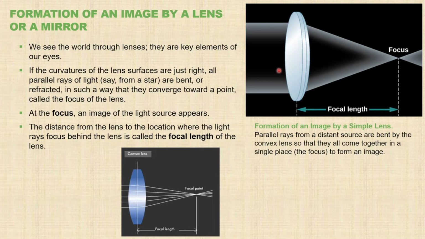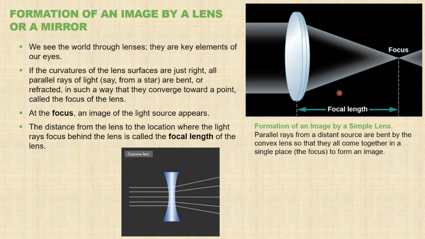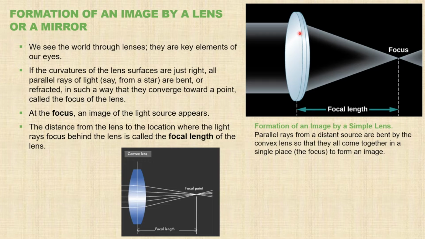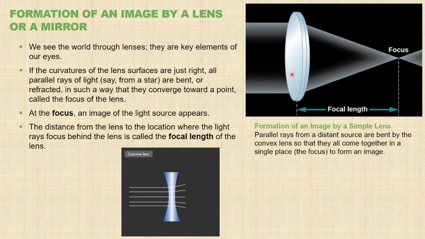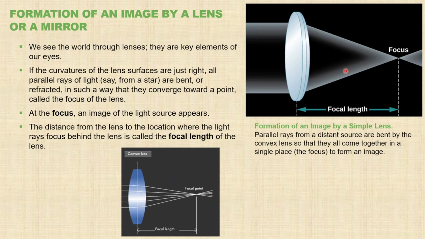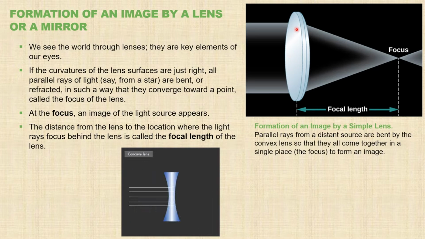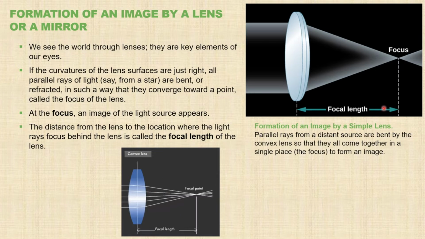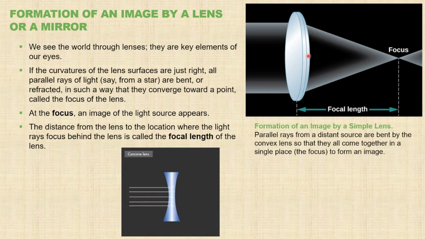The focus is where the parallel light rays are converged. And this depends on the size of the lens, the thickness of the lens. The distance from the lens to the focus is called the focal length. This length can decrease or increase depending on the size of the lens itself.